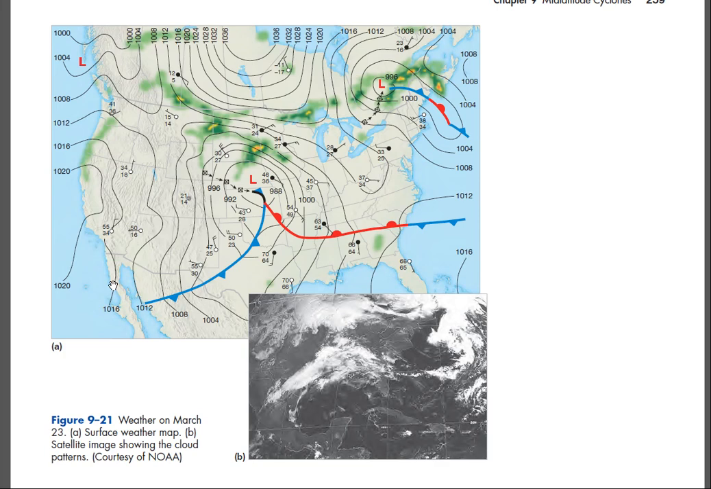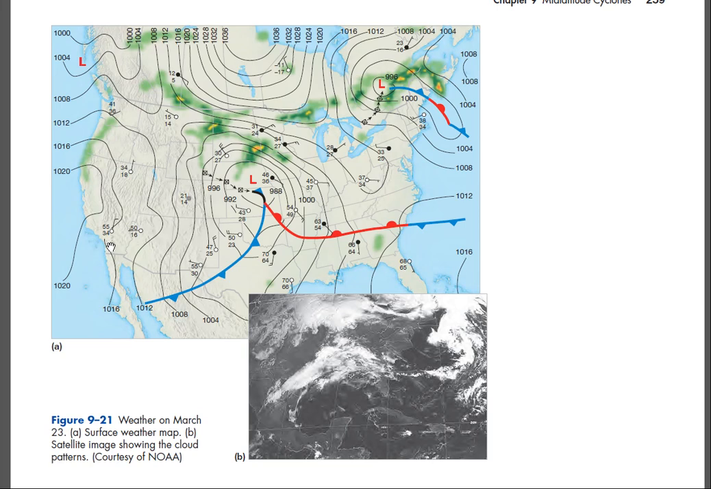This cyclone reached the U.S. West Coast on March 21, a few hundred kilometers northwest of Seattle, Washington. Like many other Pacific storms, this one rejuvenated over the western United States and moved eastward into the Plains states. By the morning of March 23, it was centered over the Kansas-Nebraska border, Figure 9.21.